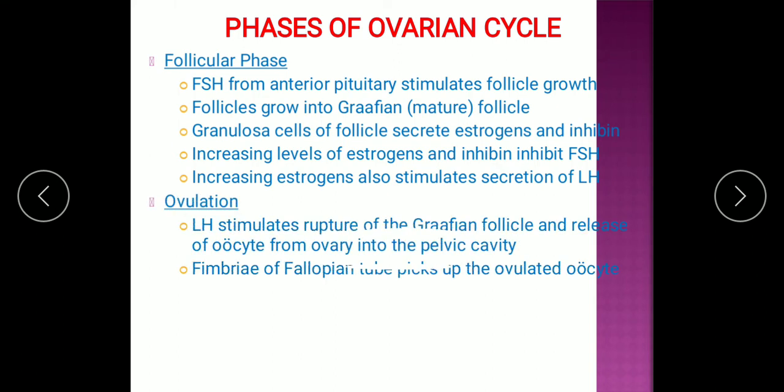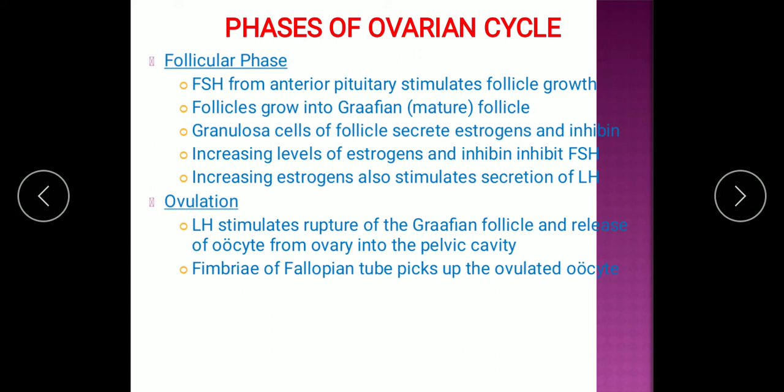Next, ovulation. LH stimulates the rupture of the Graafian follicle and the release of the oocyte from the ovary into the pelvic cavity. The fimbriae of the fallopian tubes pick up the ovulated oocyte. See the next picture for the process of ovulation. It is the second event of the ovarian cycle.